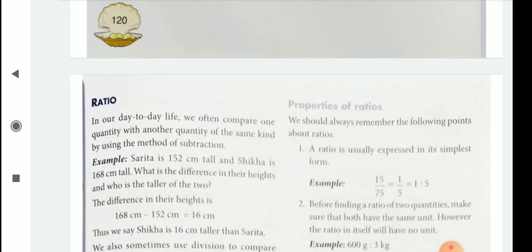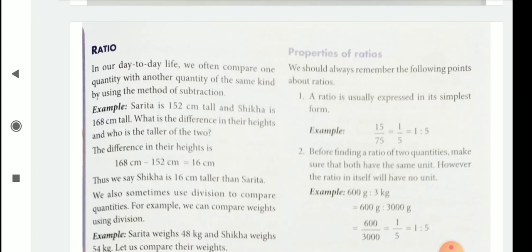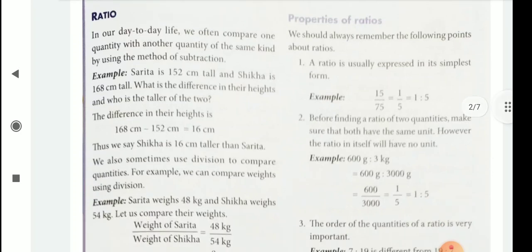Then you will be clear. In our day-to-day life, we often compare one quantity with another quantity of the same kind by using the method of subtraction. For example, Sarita is 152 cm tall and Sikha is 168 cm tall. What is the difference in their heights and who is the taller of the two? Here we just subtract, then we get our answer. Thus we say Sikha is 16 cm taller than Sarita.